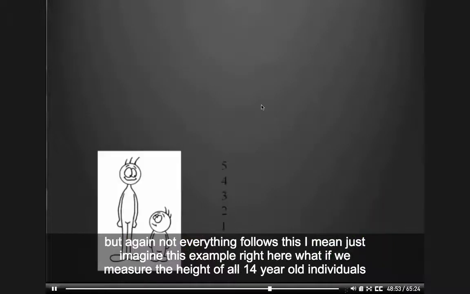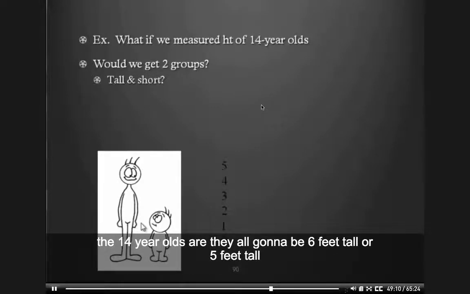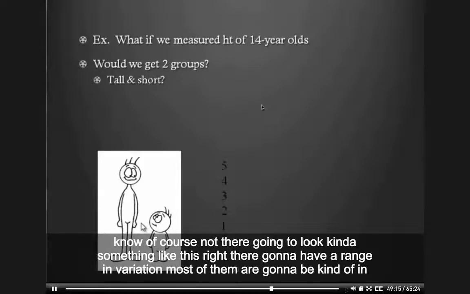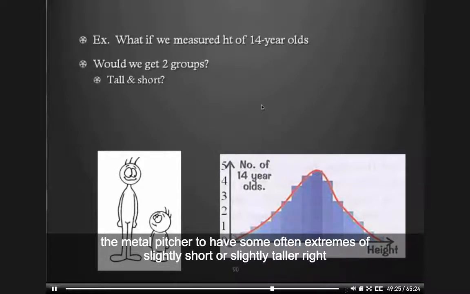But again, not everything follows this. I mean, just imagine this example right here. What if we measured the height of all 14-year-old individuals out there? Would we end up with two groups like this? Let's say that we went to whatever the local school is next to where you live and measured all the 14-year-olds. Are they all going to be 6 feet tall or 5 feet tall? No, of course not. They're going to look kind of something like this, right? They're going to have a range in variation. Most of them are going to be kind of in the middle, but you're going to have some off to the extremes of slightly short or slightly taller, right?